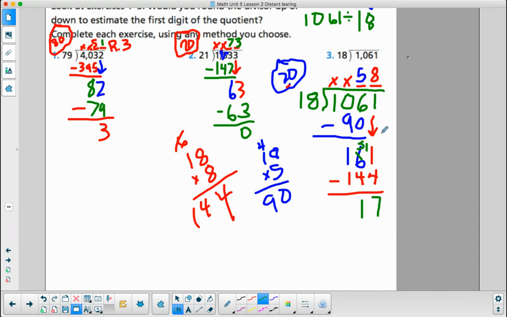If I have nothing to bring down and they didn't tell me to do anything else with my remainder, I'm just going to use 17 as my whole number remainder. So my quotient here is 58, remainder 17. Cool.